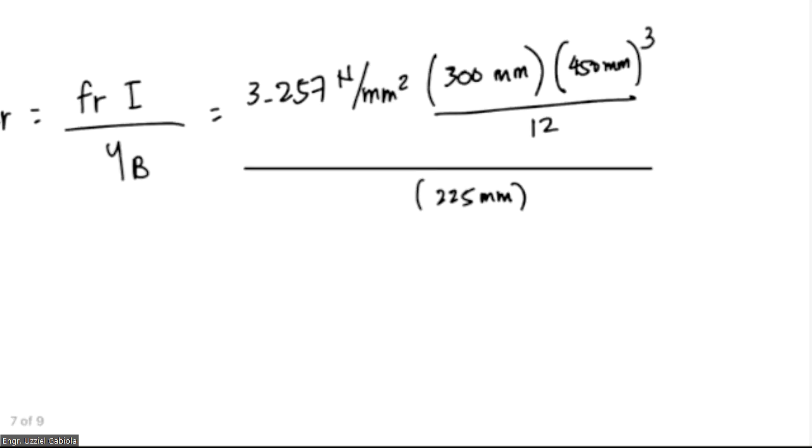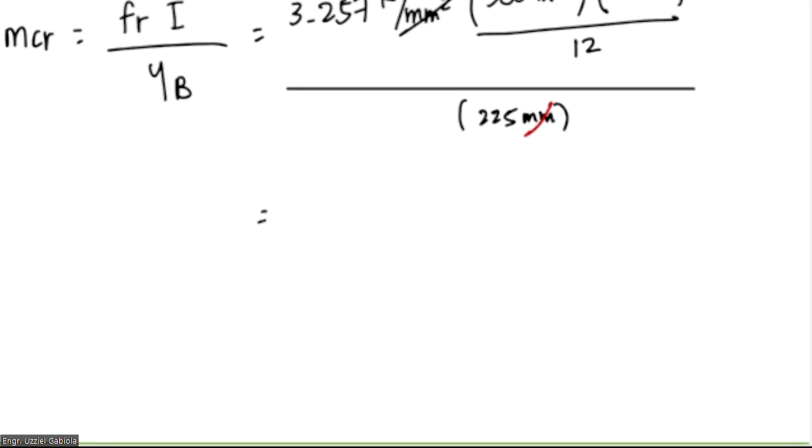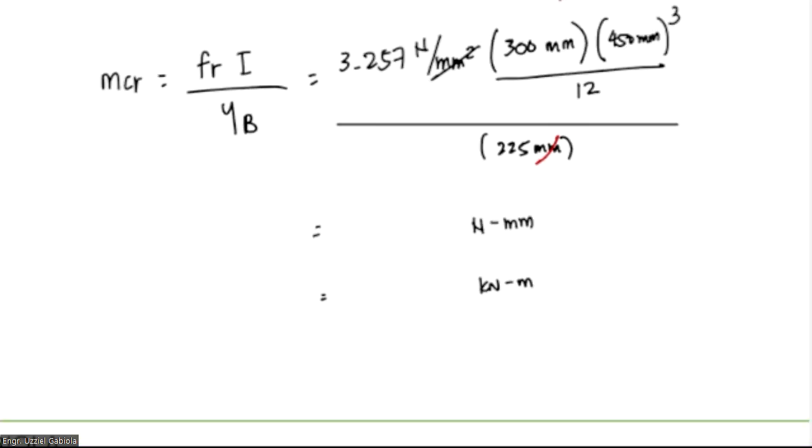So what will be the unit? Here, the value is moment. The answer here will be mm to the fourth, we will cancel out 2 here, this will be 2, and then we will cancel 1. The resulting moment value is in Newton mm, or if we want to reflect it in kilonewton meter, we just divide it by 1 million.